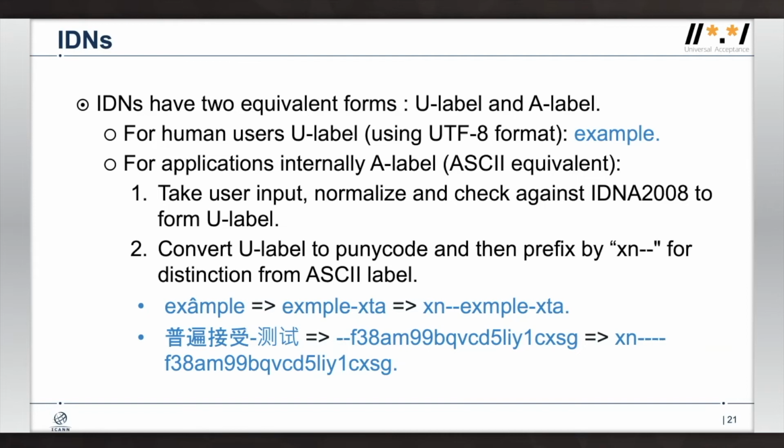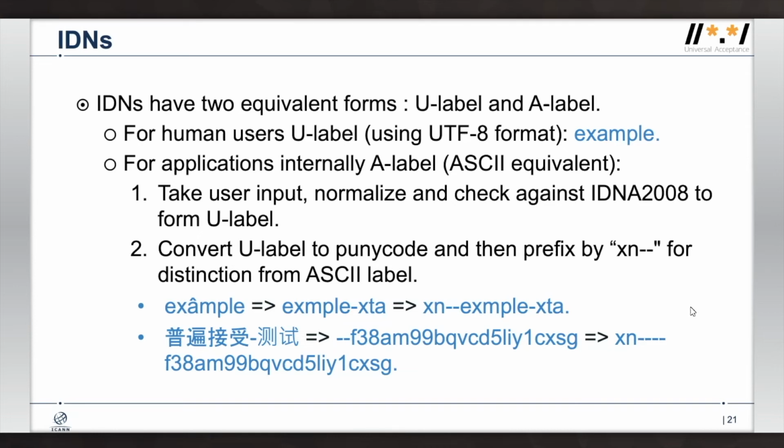And then there are conversion utilities or libraries which are normally available to make the U-label to A-label conversion and back. This is a lossless conversion, but when you're making it, make sure that you're using a library which is conforming to IDNA 2008, and not the older version, IDNA 2003.